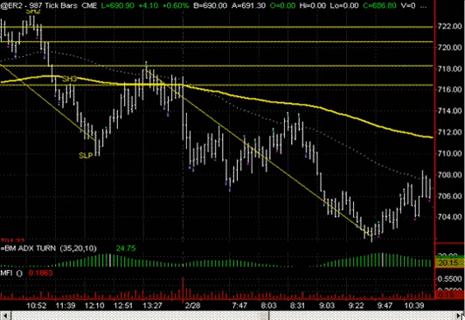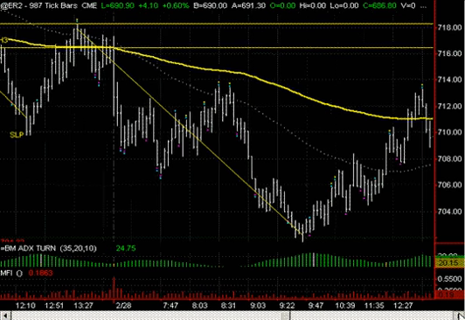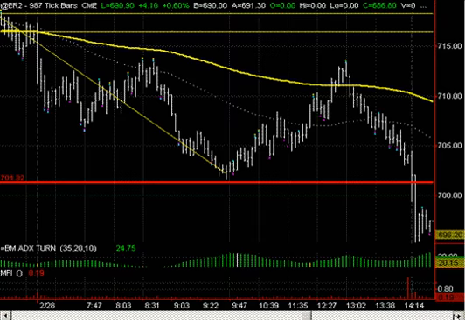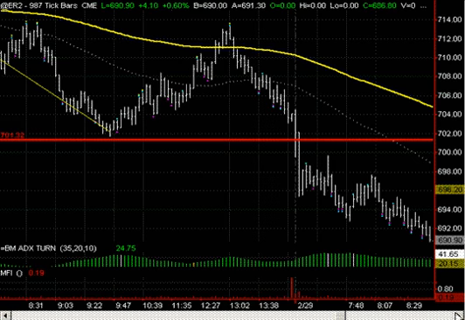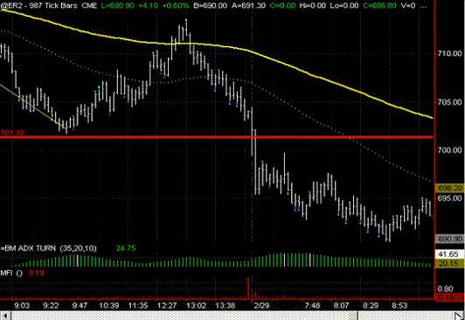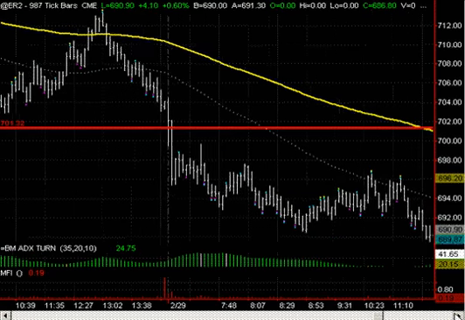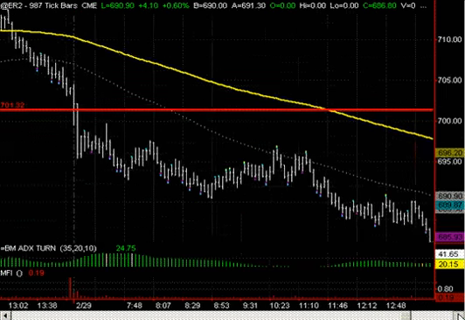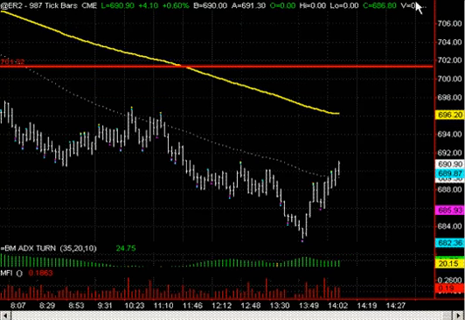Now we'll fast forward this, and we'll see the market briefly got above the line and then came back down. Trend is still lower. Trend is still lower. And you can see now we're breaking new lows again. And there's where the market closed.